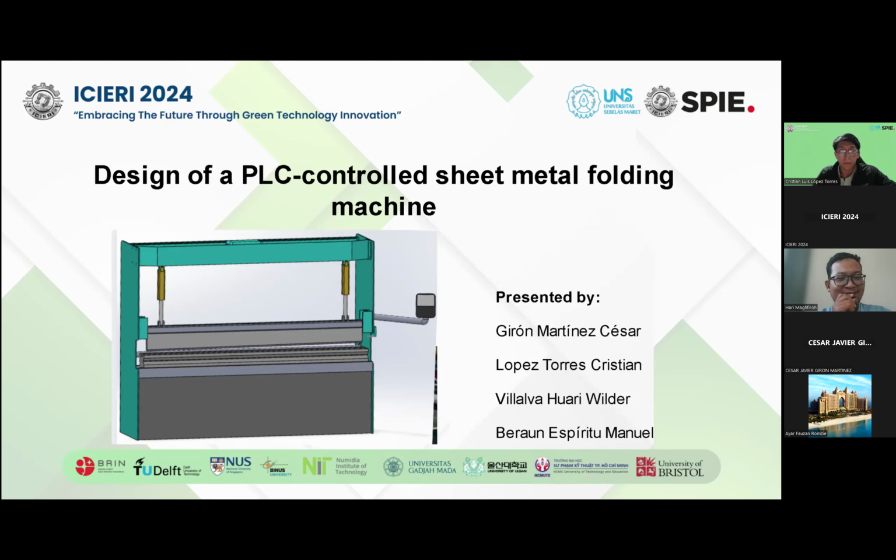Okay, then based on your opinion, is it possible to make the real hardware of this design? The results indicate the machine could reduce production time significantly compared to manual methods, confirming it is an effective solution for metal bending in small businesses.